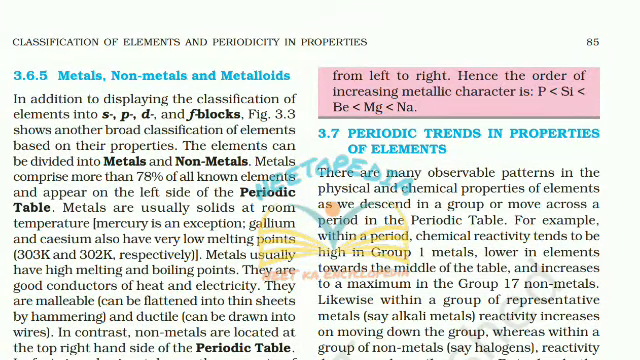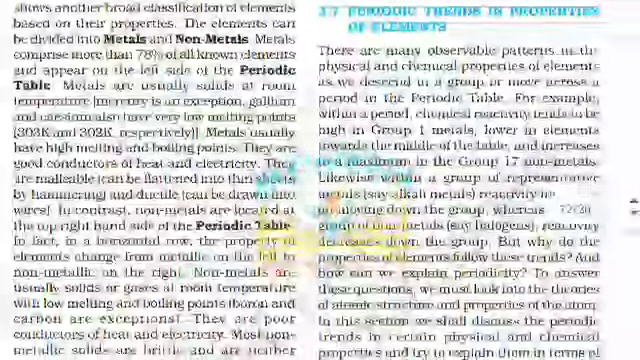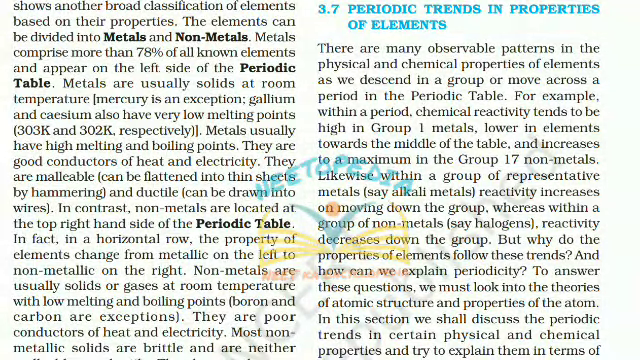3.6.5 Metals, nonmetals and metalloids. In addition to displaying the classification of elements into s, p, d and f blocks, the periodic table shows another broad classification of elements based on their properties. The elements can be divided into metals and nonmetals. Metals comprise more than 78% of all elements and appear on the left side of the periodic table. Metals are usually solid at room temperature. Mercury is an exception. Gallium and cesium also have very low melting points.